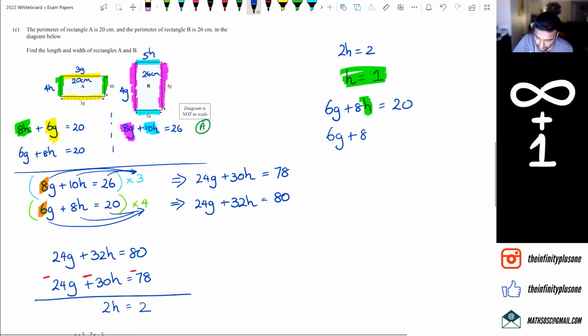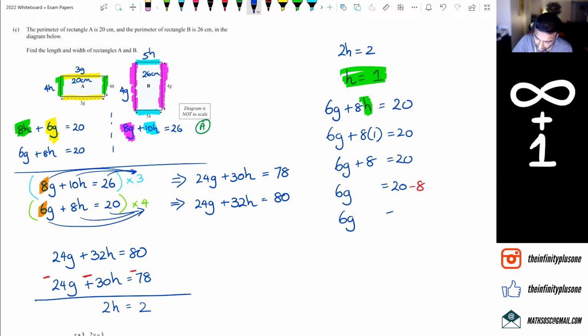I'm just going to put that here, which means I'm going to get 6g plus 8 is equal to 20. Rearrange it. So I've got 6g equals 20, take away 8, and I'm going to get 6g is equal to 12, and g is equal to 12 divided by 6. So therefore, I can say that g is equal to 2.